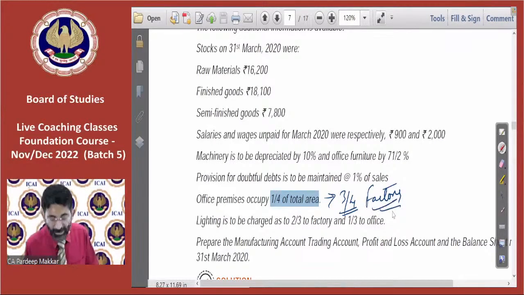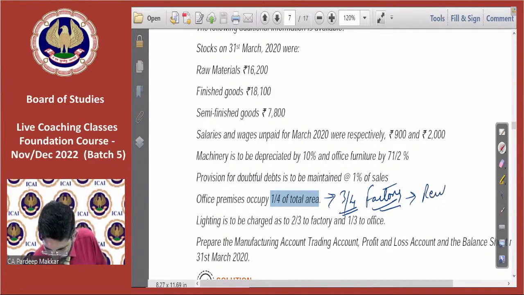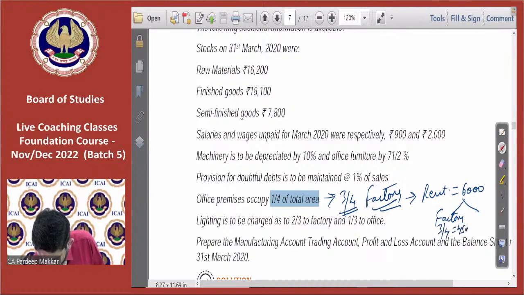Hence, whatever expense relates to office premises, those will be allocated in 3:1 ratio. So here rent is given to you worth rupees 6,000. So that will be allocated: factory 3/4, 4,500; office 1/4, 1,500. This will go to manufacturing account. This will go to P&L account.